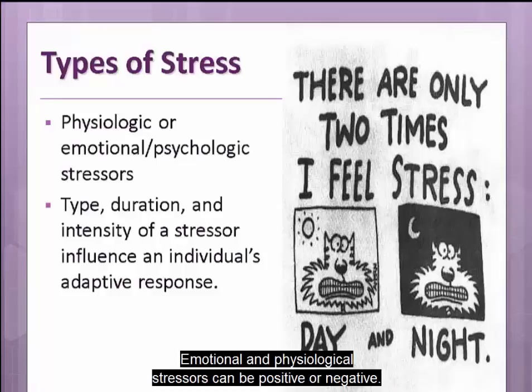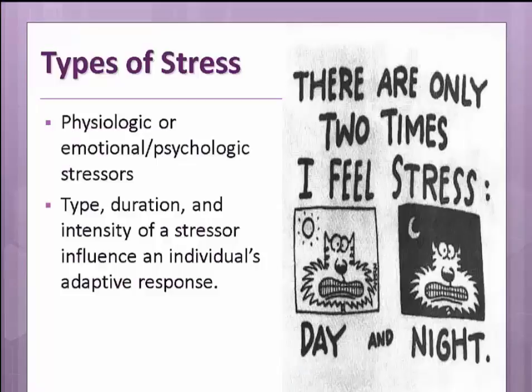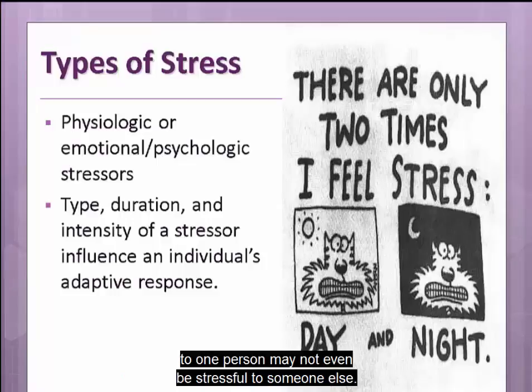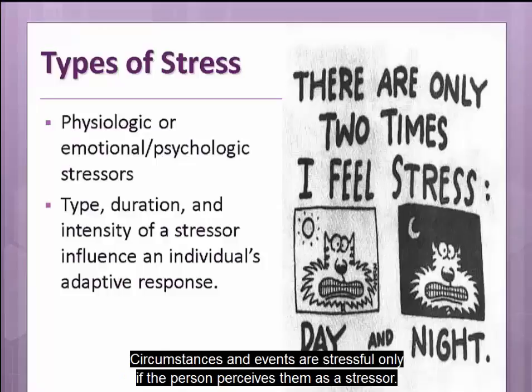Emotional and physiological stressors can be positive or negative. The key aspect of stressors is that they require an individual to adapt. What is emotionally or physiologically stressful to one person may not even be stressful to someone else. Circumstances and events are stressful only if the person perceives them as a stressor.